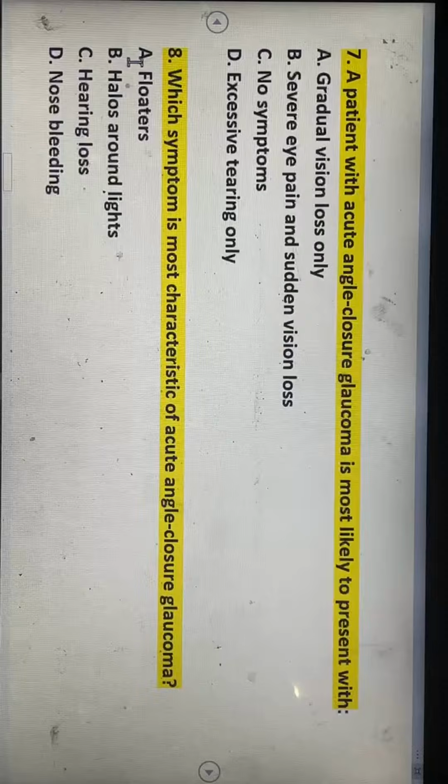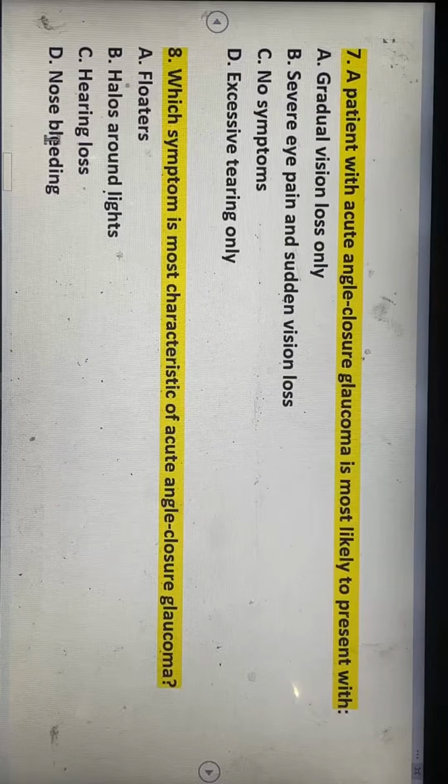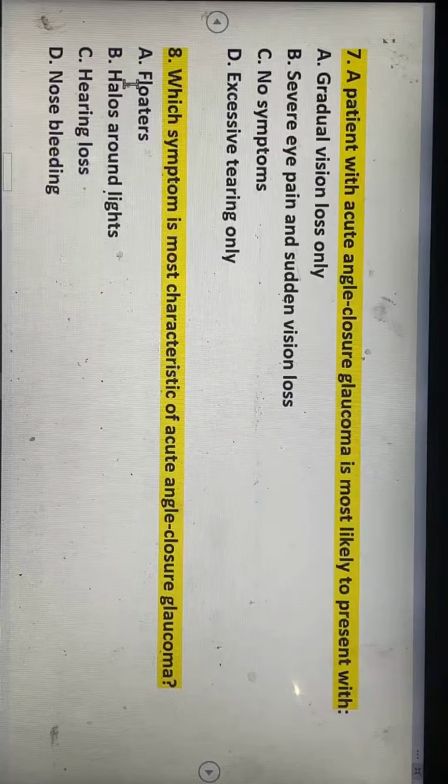Number 8. Which symptom is most characteristic of acute angle closure glaucoma? We have A, floaters; B, halos around light; C, hearing loss; D, nose bleeding. We are going to be faster. All right, which symptom is the most characteristic of acute angle closure glaucoma?